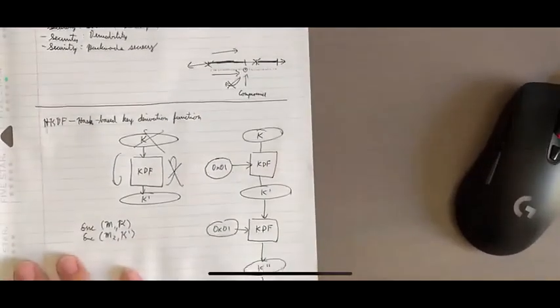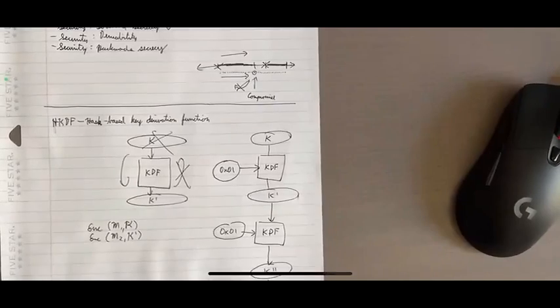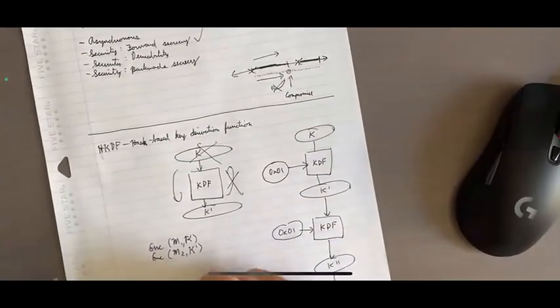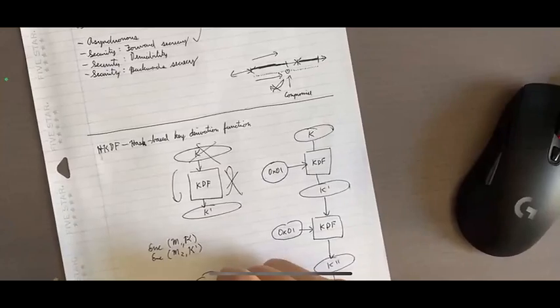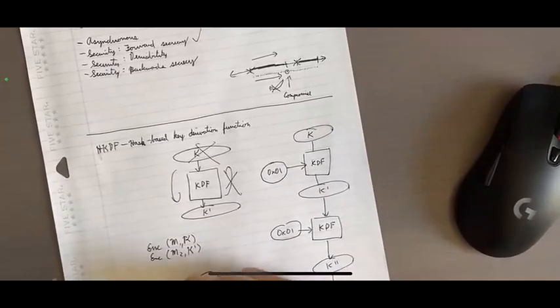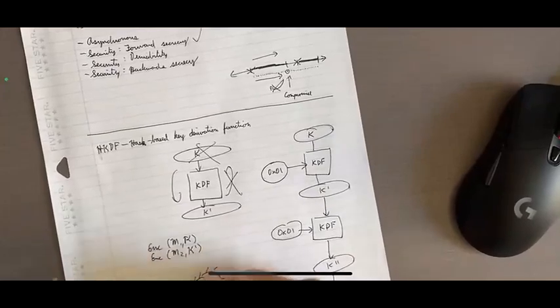So HKDF is a wonderful primitive that we're going to build on very shortly, but it is used as our first ratchet algorithm. This is called a ratchet algorithm. If you're not familiar, a ratchet is really just like one of those wheels with... This is a ratchet.